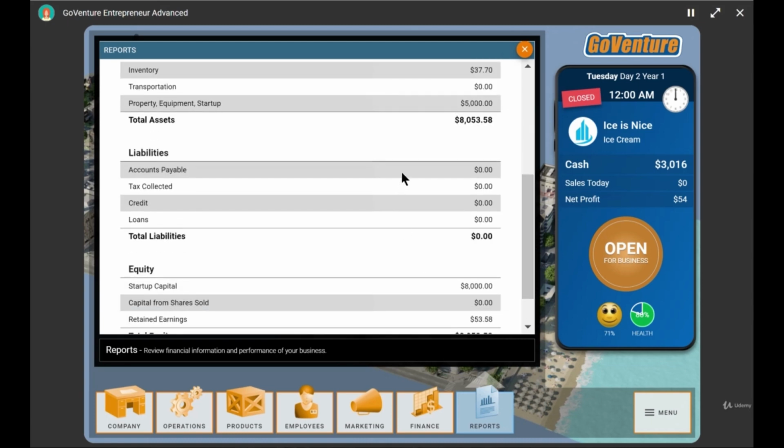Now, everything that we owe, accounts payable, that's money we owe to other businesses. Maybe when we purchased inventory, we didn't have to pay for it right away, and the supplier would let us pay for it later. Or maybe we paid with a credit card. These are things that we would owe and have to pay. In this case, we have none, so it's zero, so that's great.